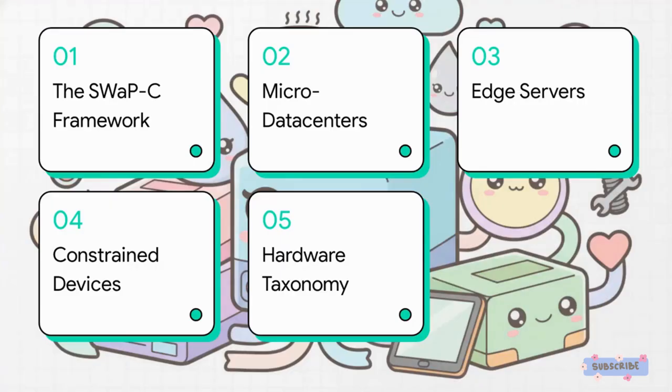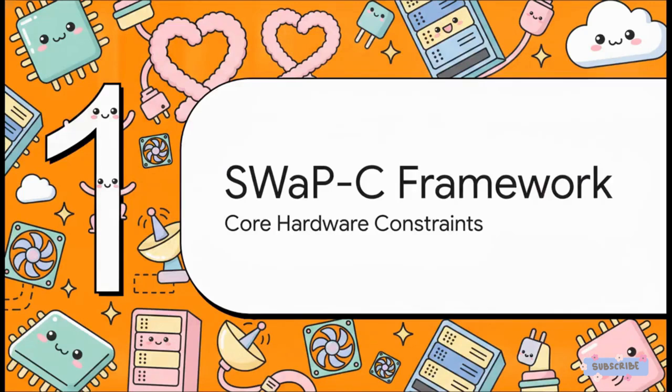Here is our syllabus for today. First up, we'll hit the SWaP-C framework. Then we'll walk through Tier 1 micro-data centers, Tier 2 edge servers, and Tier 3 resource-constrained devices before we bring it all together by synthesizing a complete hardware taxonomy. Okay, let's dive into this.